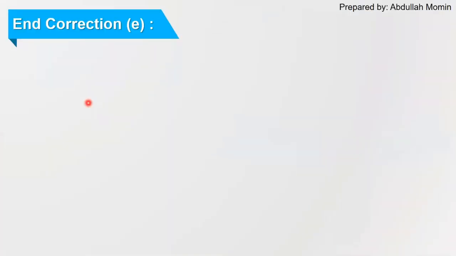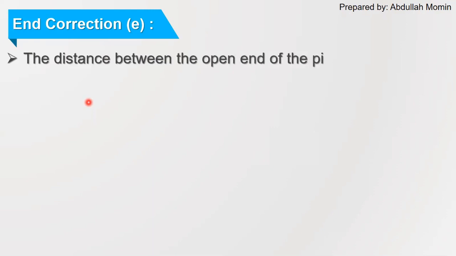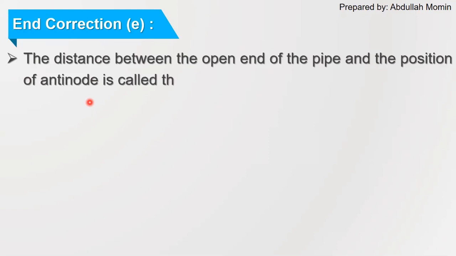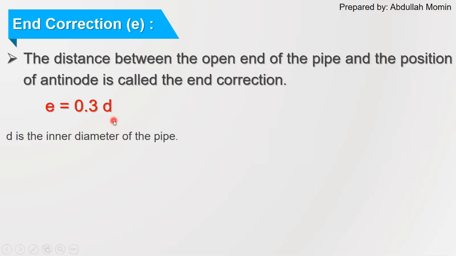So first we are going to see the definition of end correction. End correction is the distance between the open end of the pipe and the position of the antinode. The formula of end correction is small e is equal to 0.3 into d, where d is the inner diameter of the pipe.